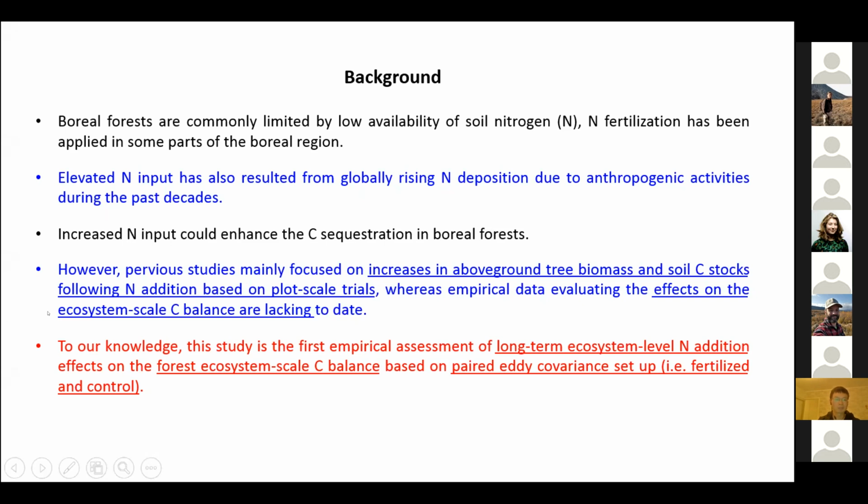However, most of the previous studies focused on the increase of aboveground tree biomass and soil carbon stocks, based mainly on plot scale experiments, but the effects on the ecosystem scale carbon balance are lacking. That's our study: based on eddy covariance at both the fertilized and the control stand, we focused on the long-term effects of fertilization on the forest ecosystem scale carbon balance.